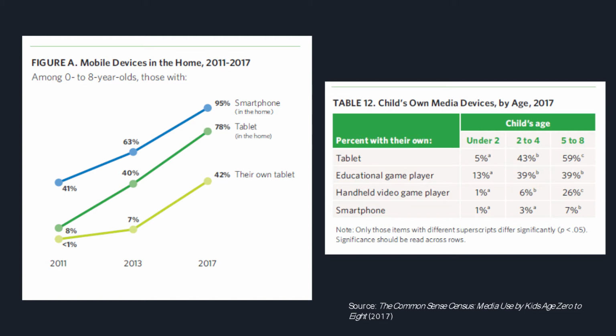And if you look at the age breakdown, it's almost 60% of kids 5 to 8 that have their own tablet at home. Plus, almost all families, 95%, have a smartphone in the home, and 78% have a tablet in the home, even if it's not the child's own tablet. So, a lot more devices in the home, even in just a short amount of time.